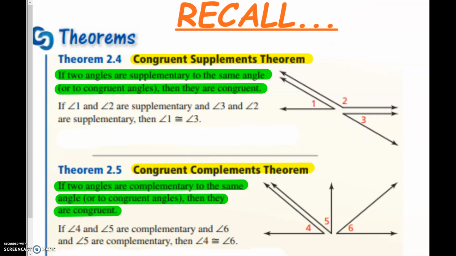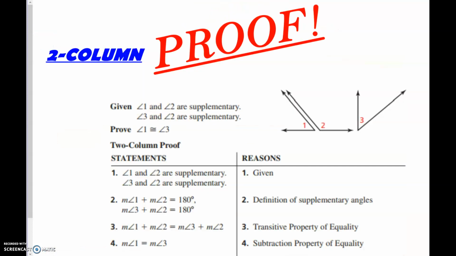All right, continuing on here. So we have these two theorems that we talked about earlier. So now here is the proof, and they write it in two columns. So given information, and then if they're supplementary, that means 1 plus 2 is 180, 3 plus 2 is 180. Well, now if they're both equal to 180, we can say they're equal to each other by transitive.